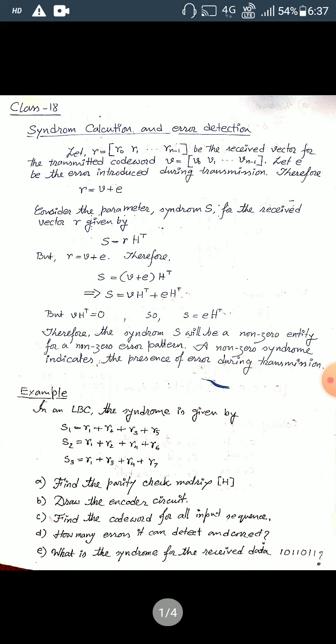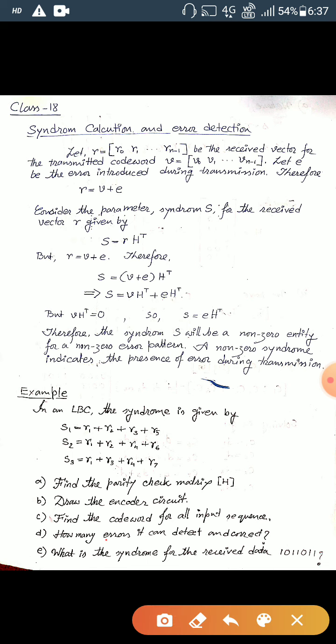Look, here the question is to find the code word for all input sequences. You can do that one. And for the last one, it is given: how many errors can it detect and correct?